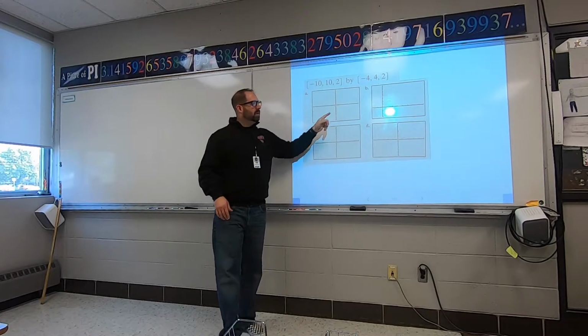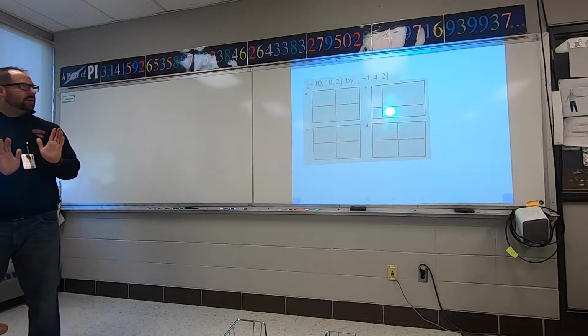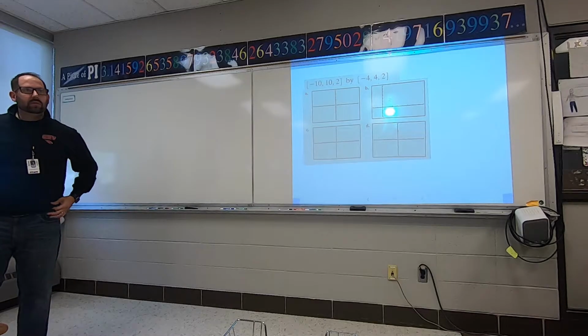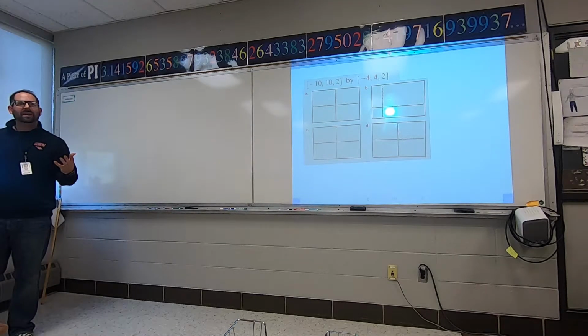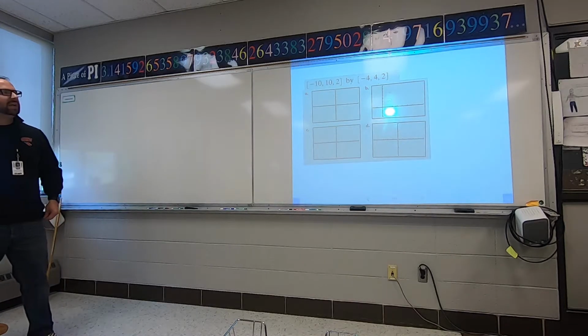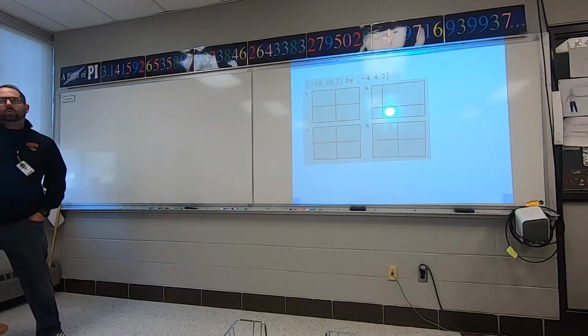What you're trying to do is figure out A, B, C, or D. Which graph represents that viewing window? Okay, I'll give you a minute. See what you can figure out. Again, this is just an in-class activity. Don't panic. It's not a quiz. This is just something I wanted to see if you were paying attention the other day and you understand what a viewing window is. Which one would represent it?